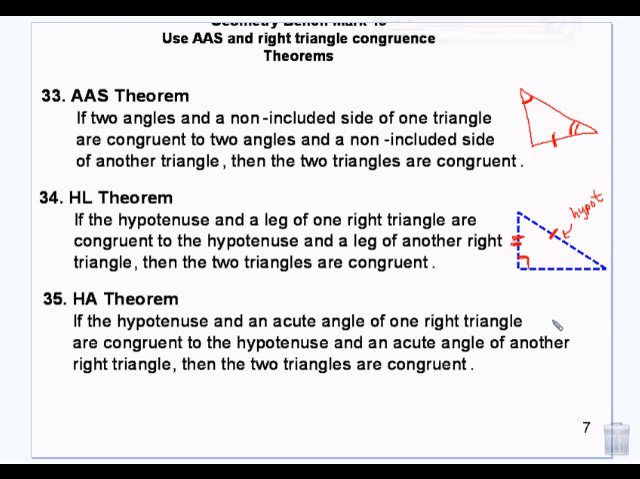And then we have hypotenuse angle, which is kind of the same. You have your hypotenuse, and then one of the angles that is not the right angle. And it can be either angle.